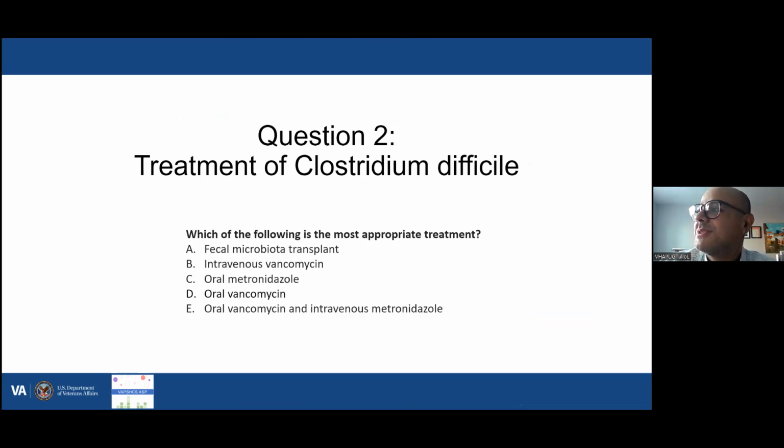All right, question 2. What did you guys answer for question 2? Is a patient with severe C. diff... E is not on this poll option. Uh-oh. We chose E. You chose E. Okay. Oral vancomycin and intravenous metronidazole. Some folks picked D. And some folks picked C, oral metronidazole. All right, so we have an interesting spread here.